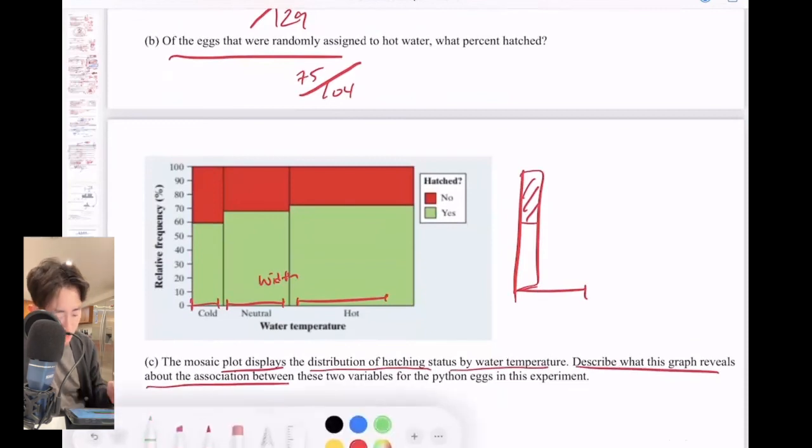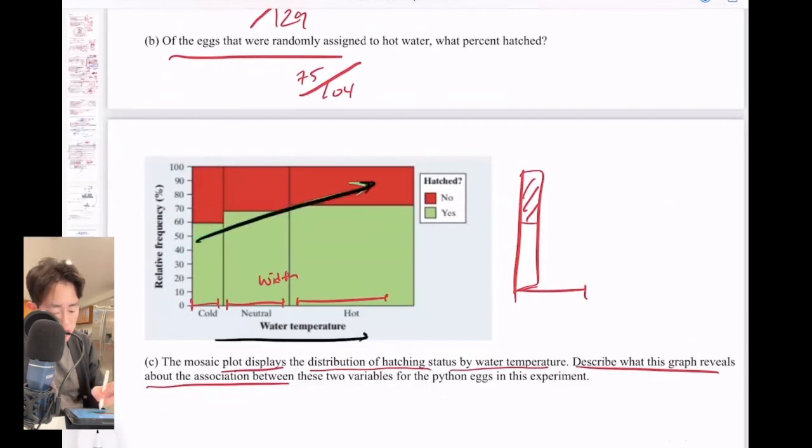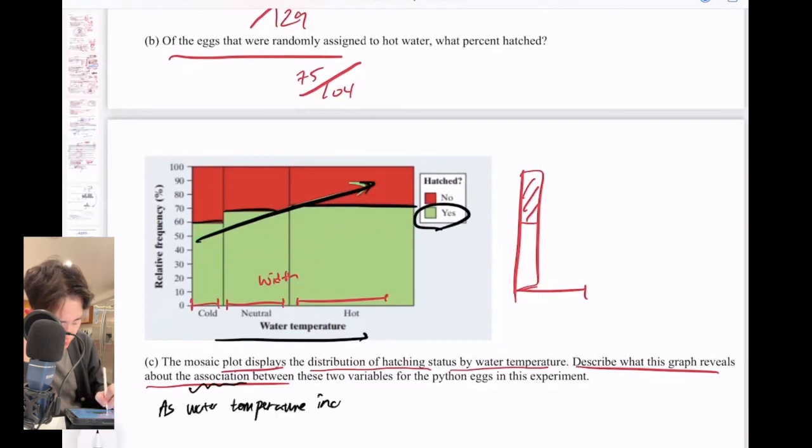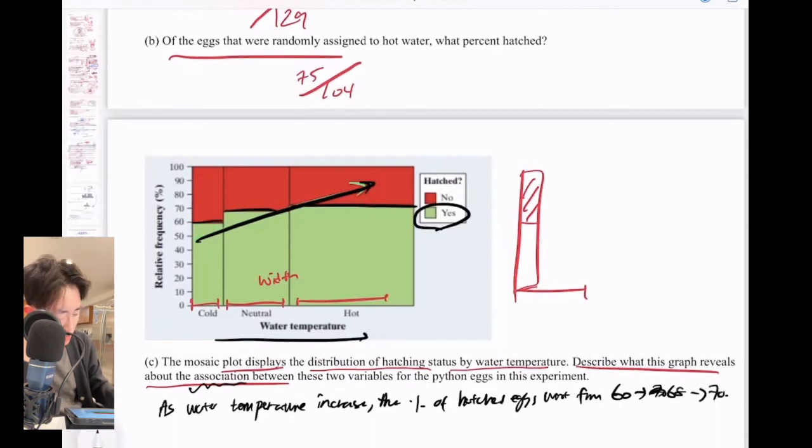So you can see how I should probably use a different color. As the water temperature increases, the relative frequency, the percentage of the number of eggs that hatch that says yes, the green amount keeps on going up. So the association, what you want to do is make sense of the relationship between the two. As the water temperature increases, the percentage of hatched eggs went from 60 to 70, to maybe about 60, I don't know, 80%, about to 70.